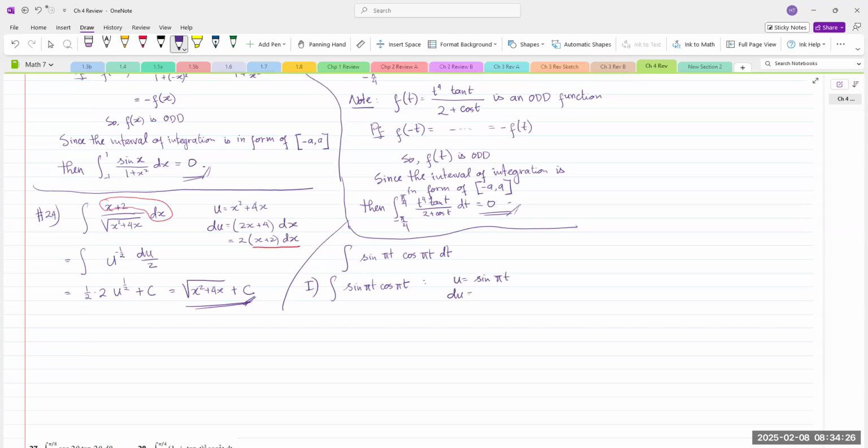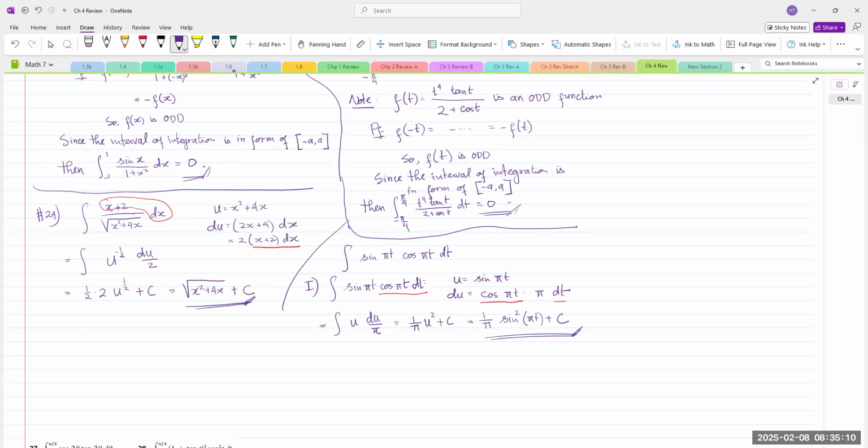The du becomes cosine pi t times pi dt. Notice that cosine pi t dt gets absorbed, this is my du over pi. So this equals the integral of u du over pi, which is 1 over pi u squared plus constant, which is 1 over pi sine squared pi t plus constant.